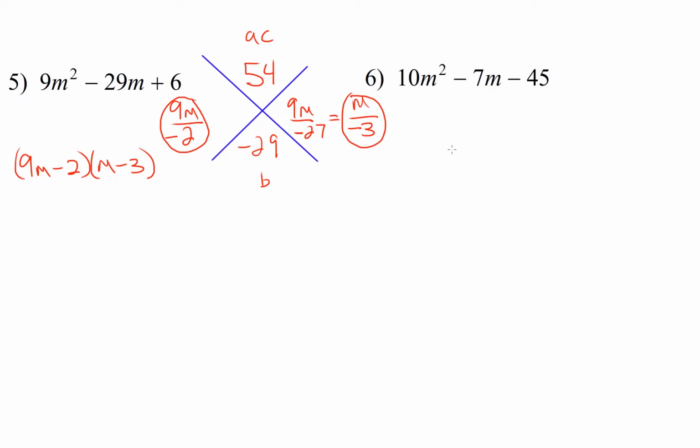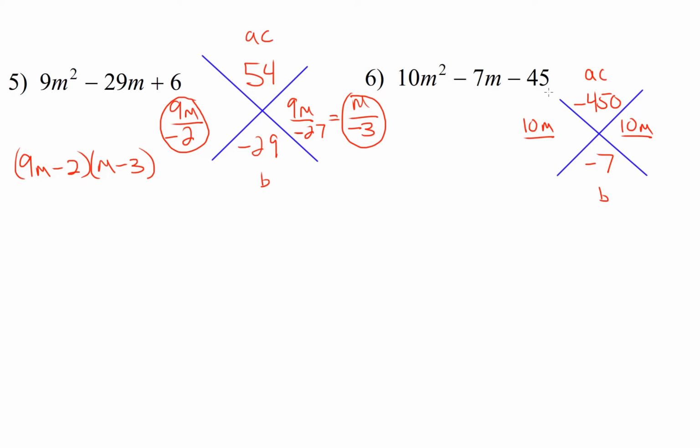All right, last question, number 6. 10m squared minus 7m minus 45. Let's go ahead and make our x. In this top section, we're going to do a times c. So 10 times negative 45 is negative 450. In this bottom section, we're going to put our b value. So that's negative 7. Then on the left and right, we're going to build our fraction with the first term without the exponent. So we have 10m over something and 10m over something.